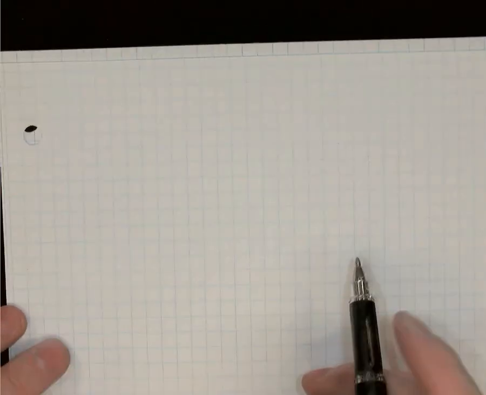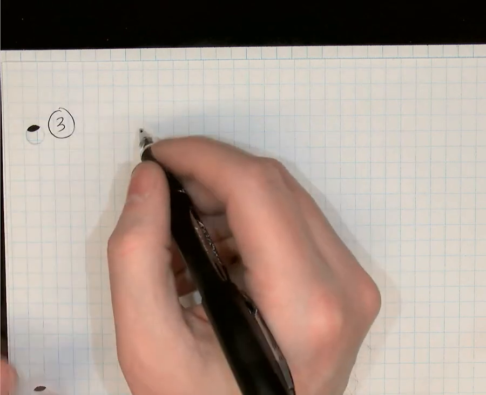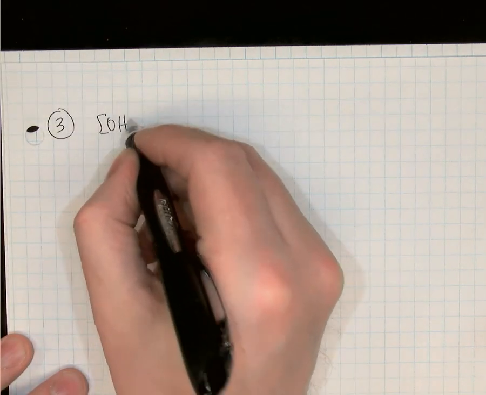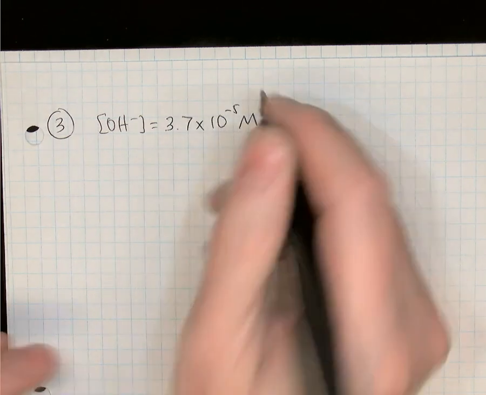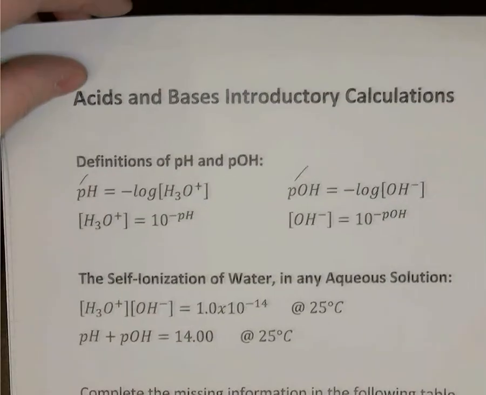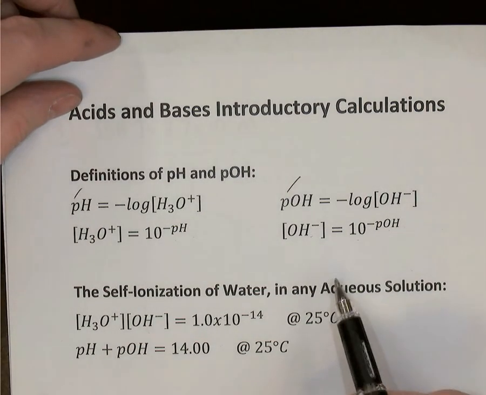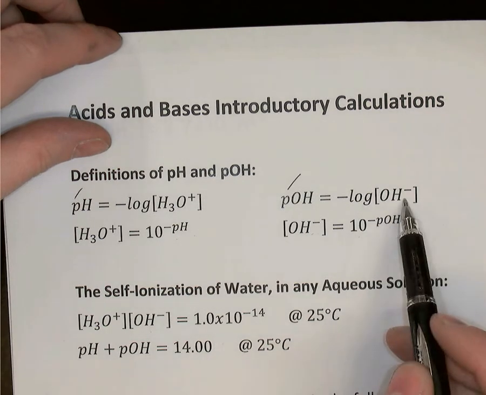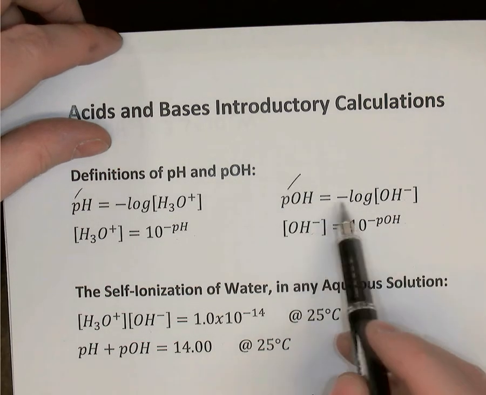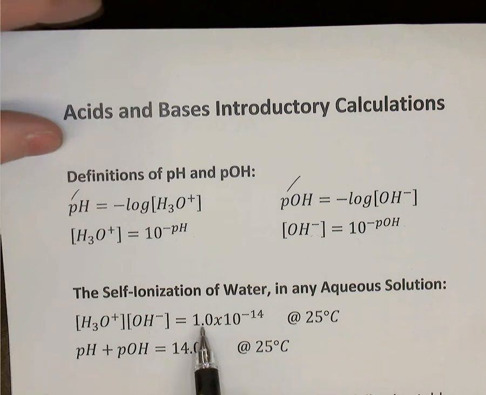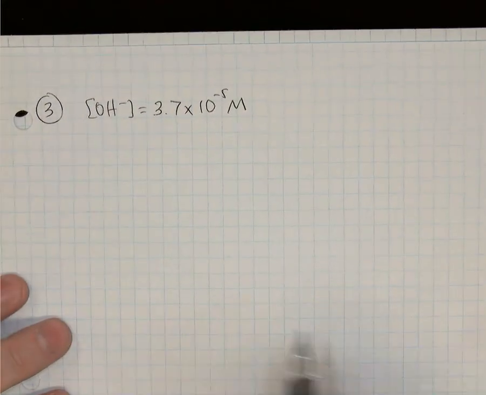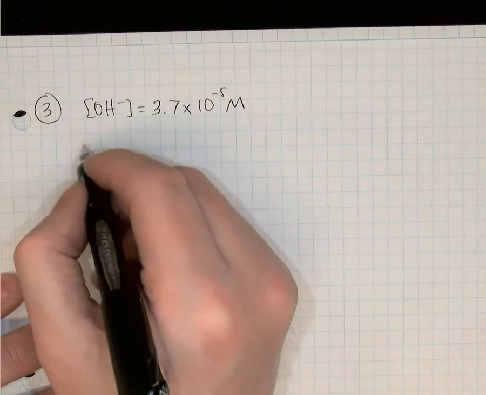Alright, so I'll do this a little bit faster maybe. So this is the third line of the table. We know that the hydroxide concentration is 3.7 times 10 to the minus 5 molarity. So I look at my 6 equations. What can I do if I know the hydroxide? Well, if I know the hydroxide, I can find the pOH, the negative log of the hydroxide. If I know the hydroxide, I could find the hydronium using the Kw expression if I like. So I can do either one of those things. So I'll find the pOH first.